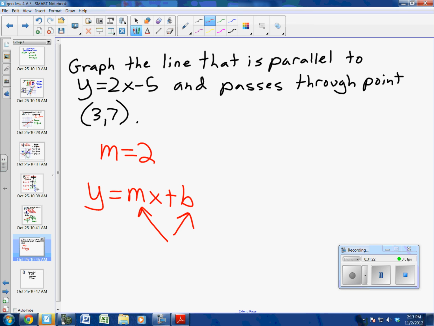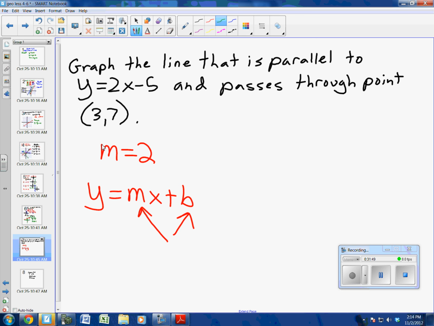No, because it says graph the line that is parallel to this one. This is a line that our new line is going to be parallel to, but our new line has to go through this point 3 comma 7. It's not 7, because if this was the y-intercept, it would be 0 comma 7, and it's not 0 comma 7, it's 3 comma 7. So this is what we're going to do. Any other ideas, though, first?